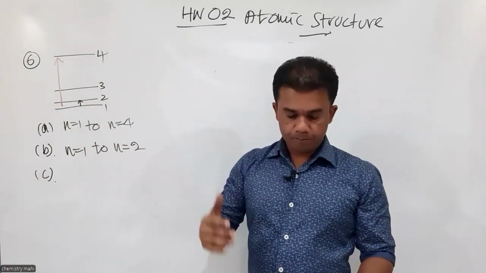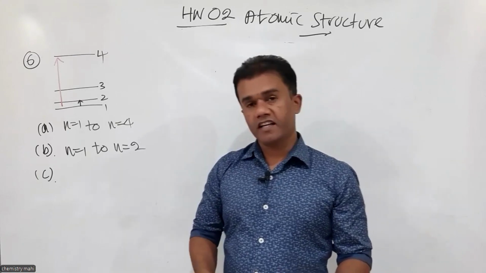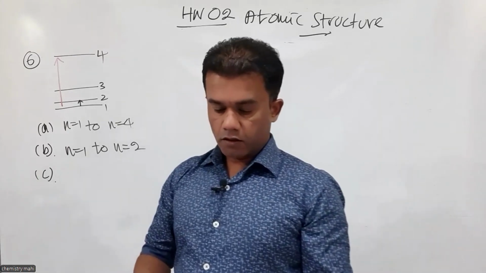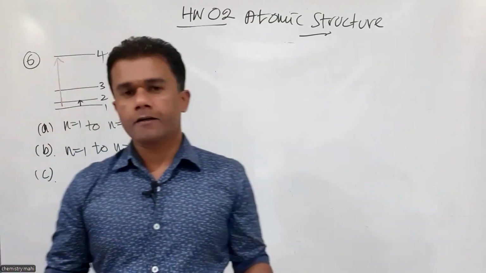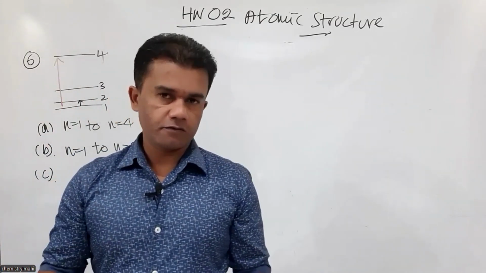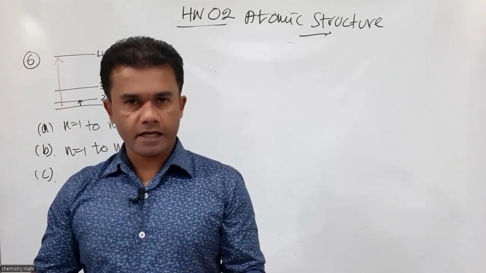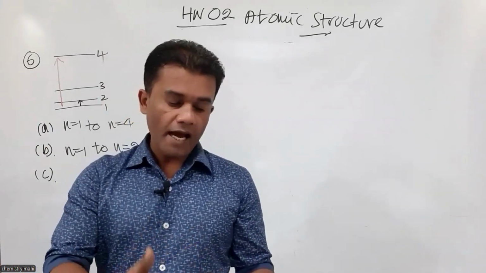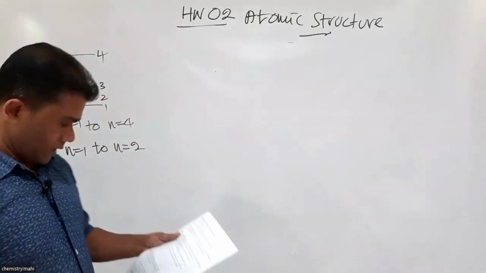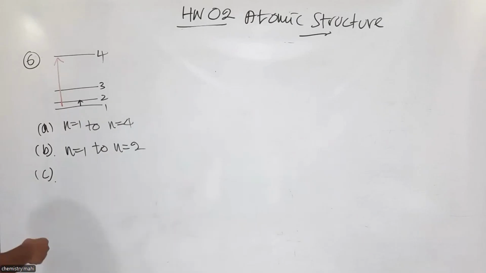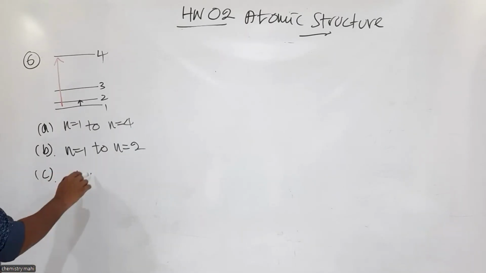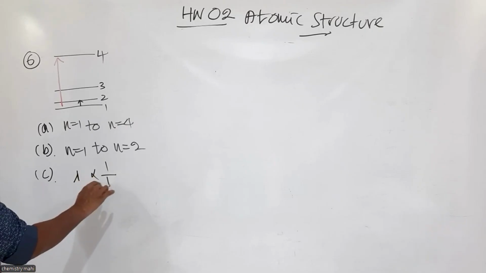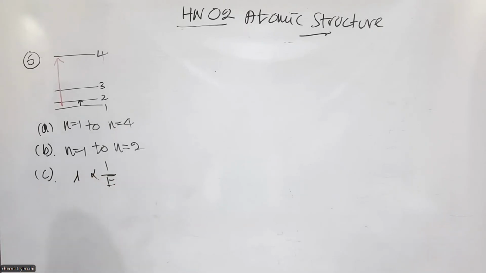Based on the drawing, put the following in order of increase in wavelength of the light absorbed or emitted during the transition. Actually, from the diagram, we can identify the energy variation: which one is the lowest energy, which one is the highest energy gap. But they asked to arrange them in order of increasing wavelength. We know the relationship between wavelength and energy: wavelength is inversely proportional to energy.